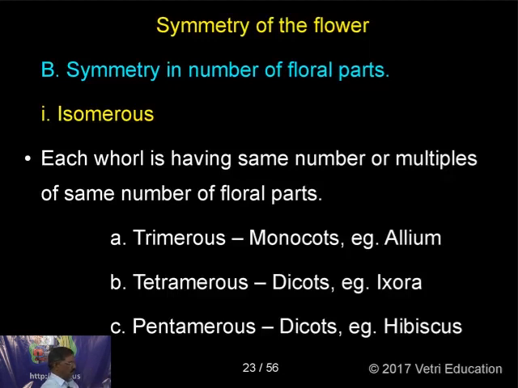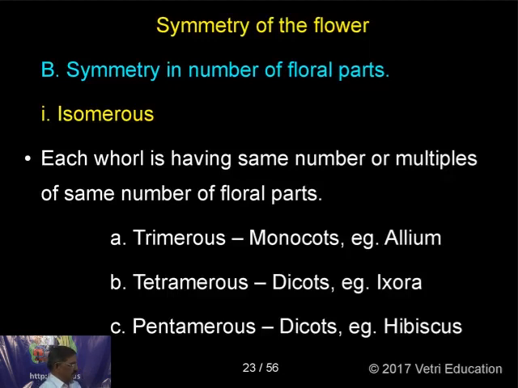In this we have 3 more types. The trimerous flowers. In monocots you can find there 3 or multiples of 3 floral parts found in each whorl. Example, allium. The second one, tetramerous. 4 or multiples of 4 floral parts found in each whorl. That is a tetramerous condition. In dicots you can find example, ixora.